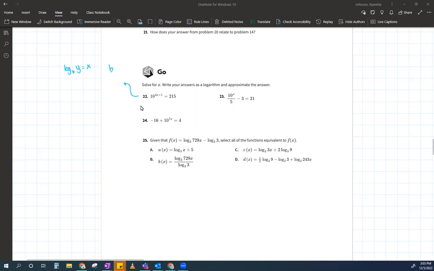So if I was to rewrite this using my logs, I would say log base, and then use that same base, 10. So that would be log base 10, which again, I don't have to write 10, but I'm going to write 10 so it's very clear to you where this 10 quote unquote went. And then these two guys switch places. So then that's log of 215 equals 4x plus 1.